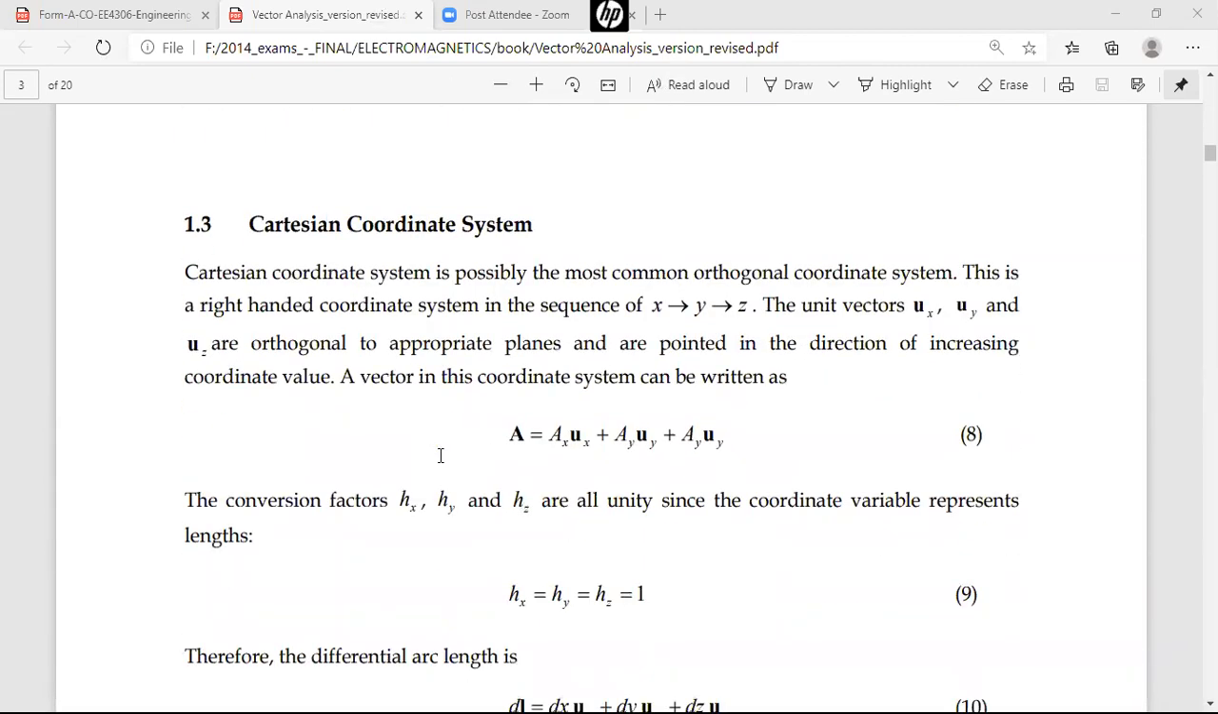Now I'll focus on one example. This Cartesian coordinate system is one of the examples of orthogonal coordinate systems. To be an orthogonal coordinate system, the surfaces or axes must be orthogonal to each other. If we satisfy this requirement, then we can conclude this coordinate system is an orthogonal coordinate system.